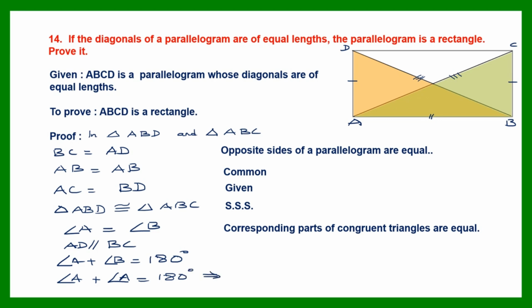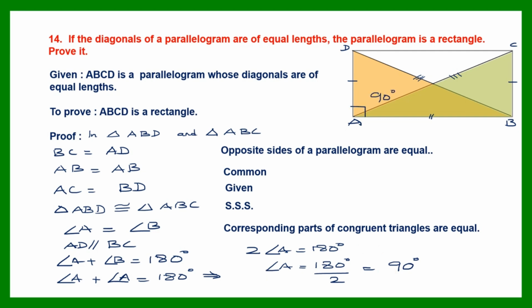So this will be 2A. 2 of angle A is equal to 180 degrees. So angle A alone will be 180 degrees by 2, which is 90 degrees. So if angle A is 90 degrees, we can write it here. So we have proved that this part is 90 degrees.